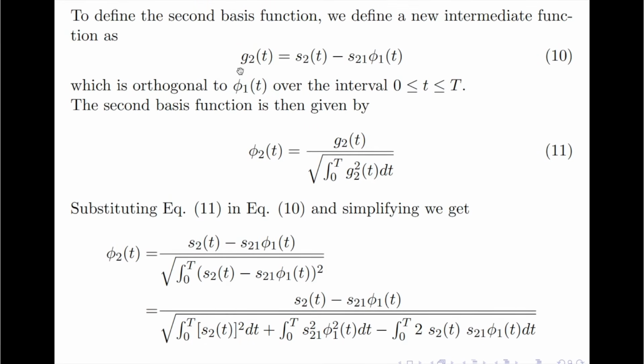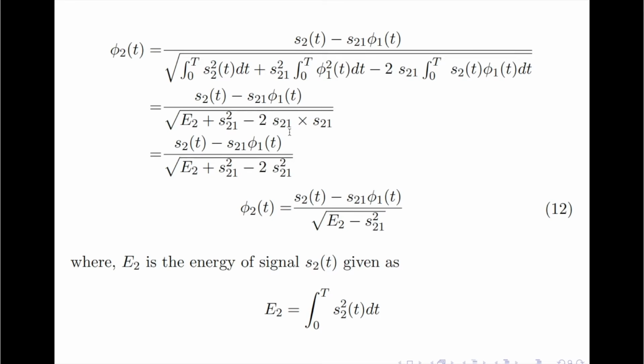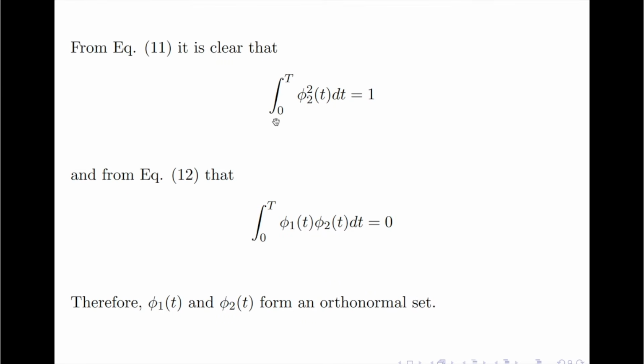Coming back to equation 10 here, this is the intermediate function that was defined to create the second basis function. Since we have already made sure this signal is orthogonal to the first basis function, it therefore follows that the second basis function will also have unit energy. That is, integral 0 to capital T phi 2 square of t dt is equal to 1.